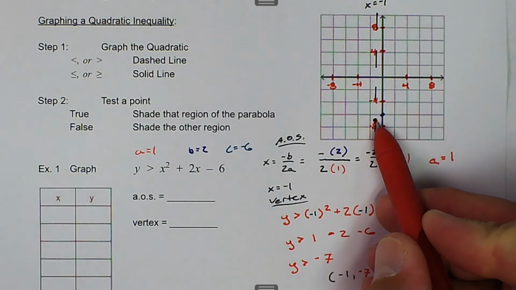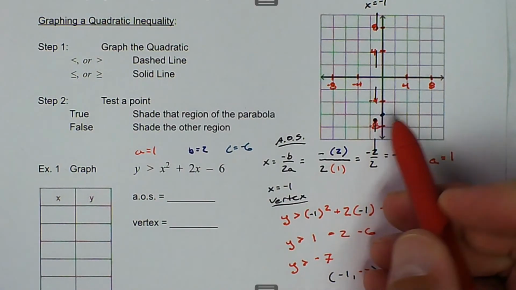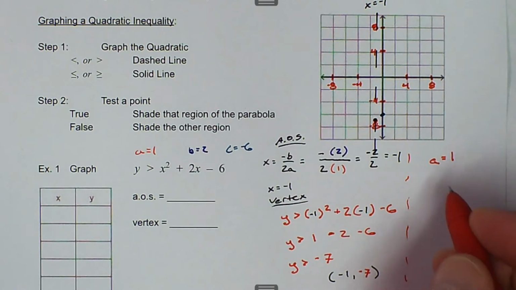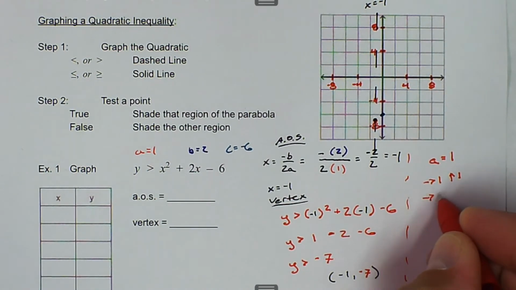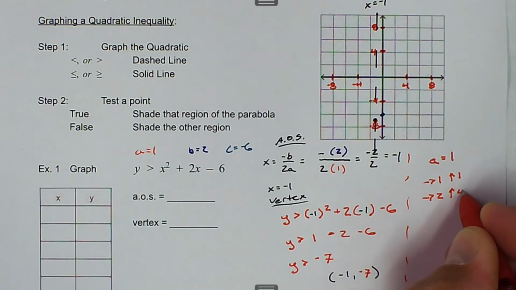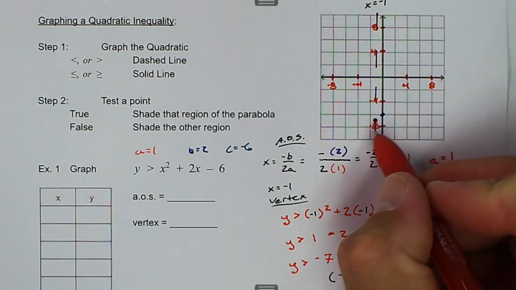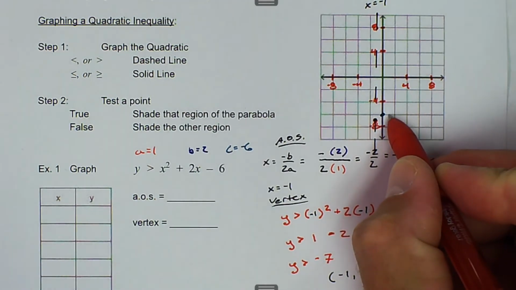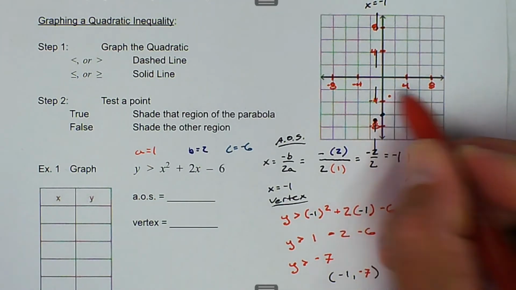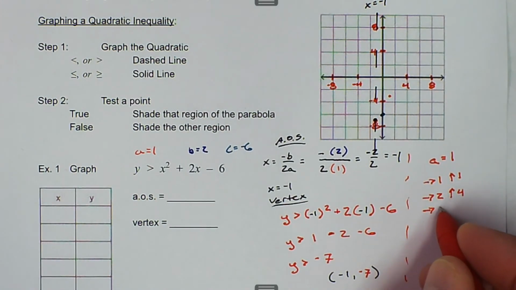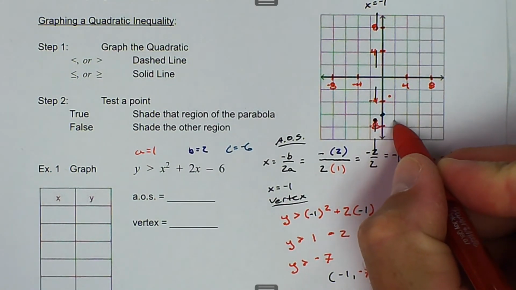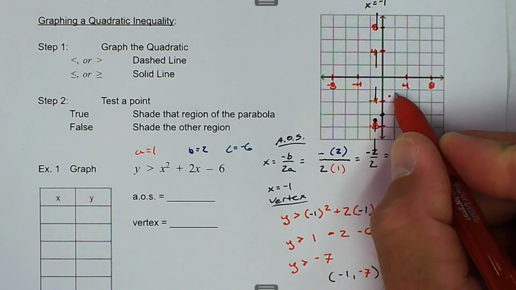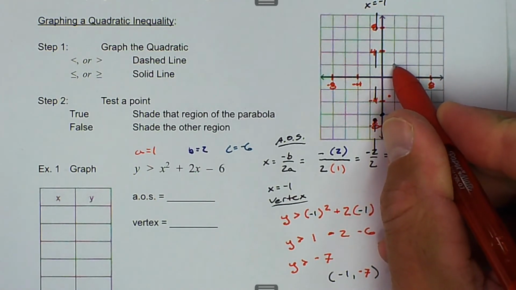From the vertex, we go over 1, up 1. We already have that point there. To the right 1, and then we go up 1 because 1 squared is 1. If we go to the right 2, we go up 4 because 2 squared is 4. And we can check one more. If we go over 3, 3 squared is 9, so we go up 9.